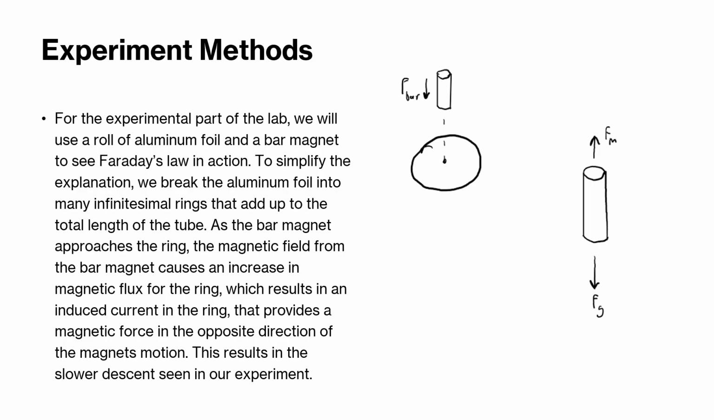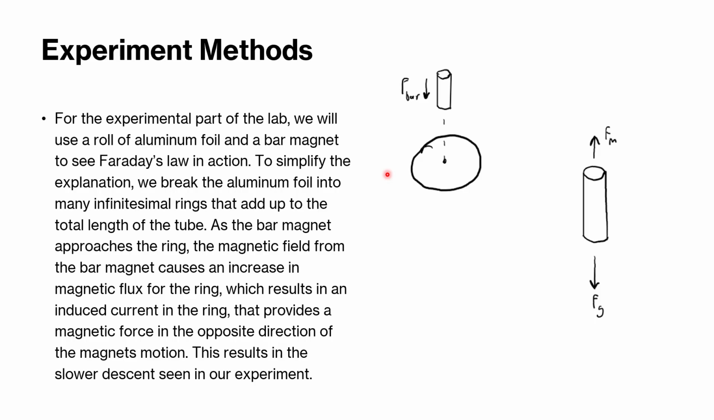In the experimental part of the lab, we will use a roll of aluminum foil and a bar magnet to see Faraday's law in action. To simplify the explanation, we break the aluminum foil into many infinitesimal rings that add up to the total length of the tube. As the bar magnet approaches the ring, the magnetic field from the bar magnet causes an increase in magnetic flux for the ring, which results in an induced current in the ring that provides a magnetic force in the opposite direction of the magnet's motion. This results in a slower descent seen in our experiment.